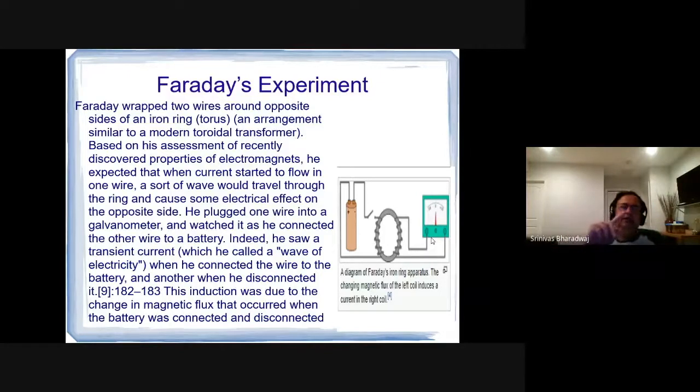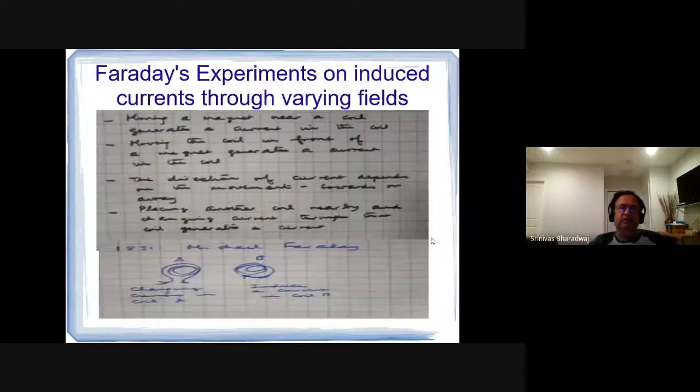This current from the battery creates the magnetic field that induces a current in the second coil, and therefore you see a flick. Why does it not continue on? Because you need a changing field. So this induction was due to the change in magnetic flux that occurred. The battery was connected and disconnected. You switch it on, it swings and comes back to steady state. Then when you pull it off, again it swings and comes back to the steady state. That is the idea there.